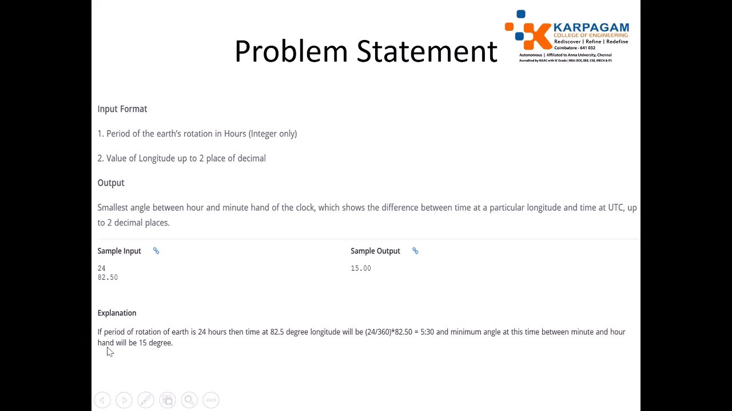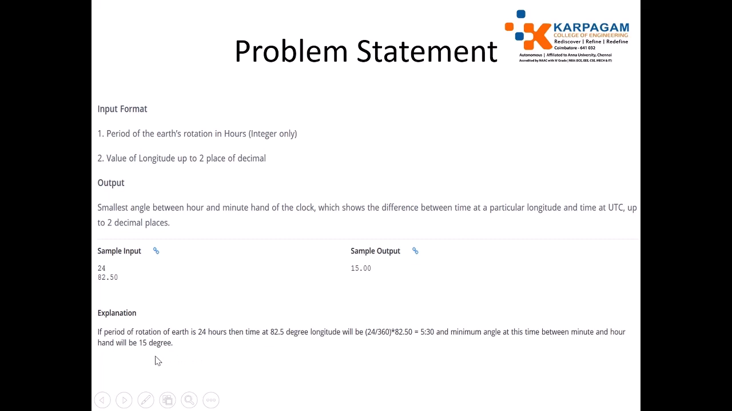Okay. Here, the input is 24 and 82.5. The first one is the period of rotation of the Earth, and the second one is longitude 82.50. If the period of rotation of Earth is 24 hours, then the time at 82.5 degree longitude will be, according to the formula, 24 divided by 360 into 82.5. That is 5 hours 30 minutes. And the minimum angle at this time between minute and hour hand will be 15 degrees.